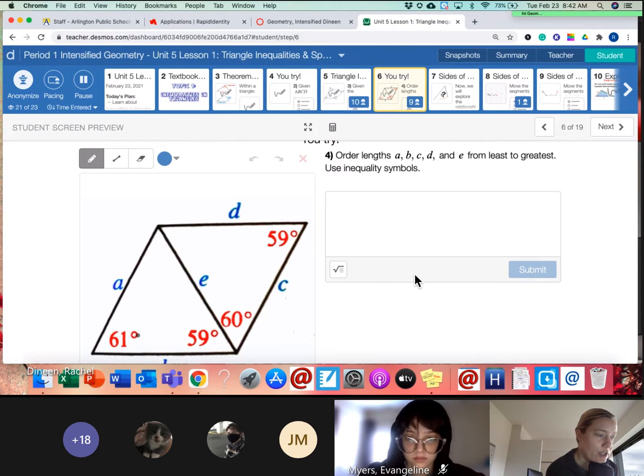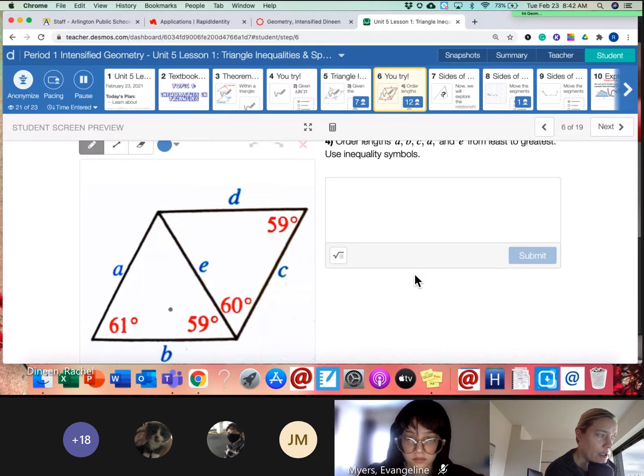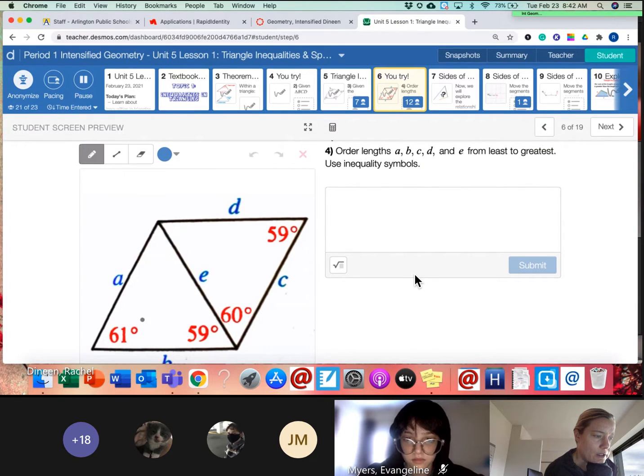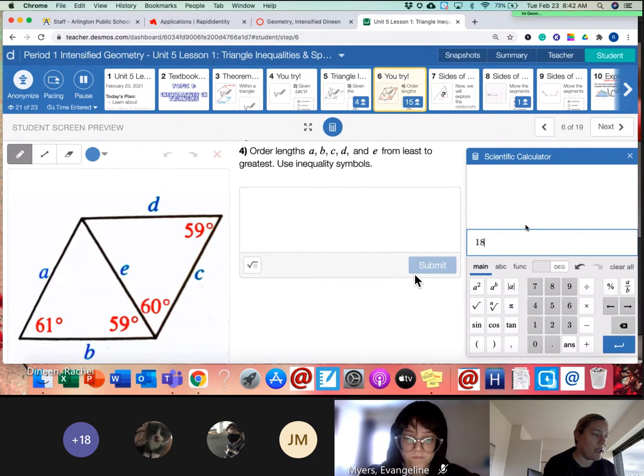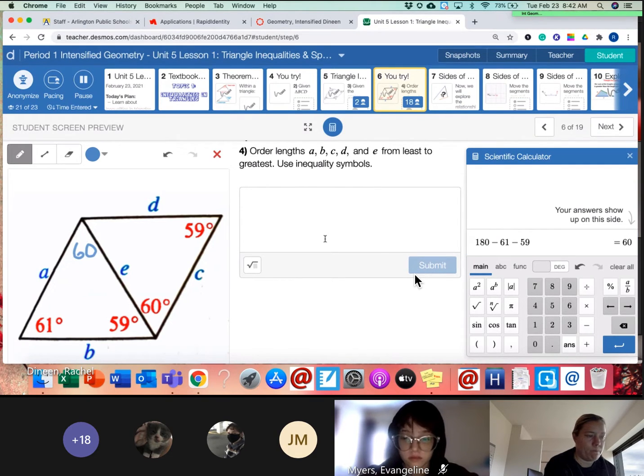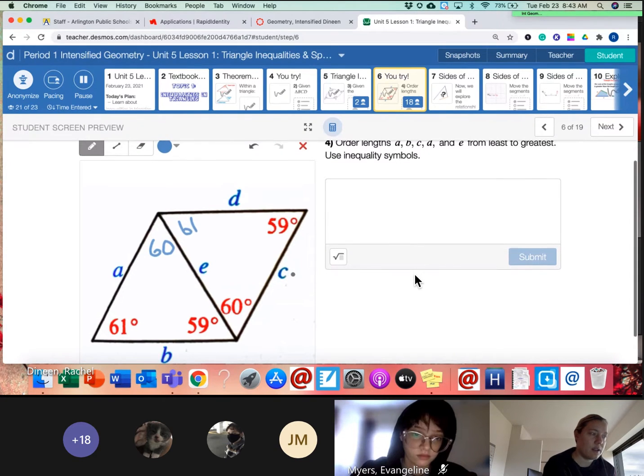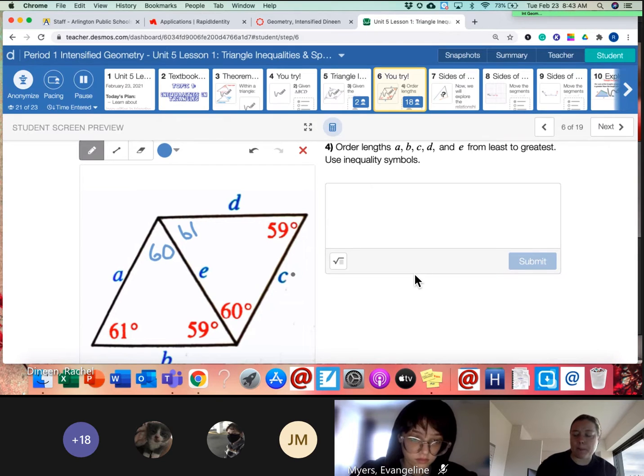All right, so go ahead and try 6 on your own. I'll go ahead and get you started. What would the third angle be here? This is 61. This is 59. Remember, you have a calculator on the right. So I have 180 minus 61 minus 59. This last angle would be 60. And so this would have to be 61. All right, so go ahead and see if you guys can arrange these sides from least to greatest.